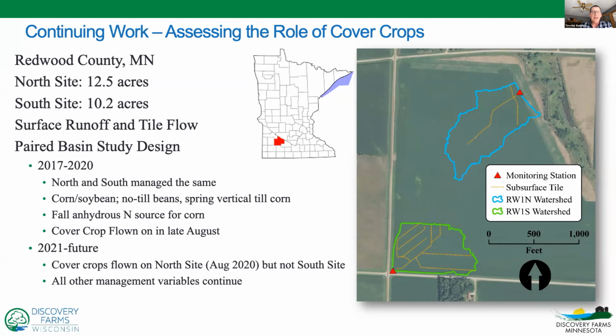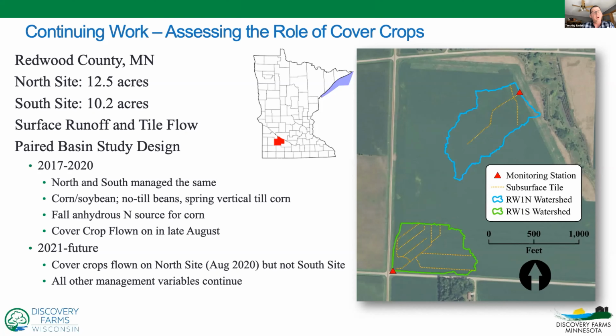And for the last 3 years, from 2017 through 2020, these basins have been managed the same. This is a corn-soybean rotation with limited tillage, no-tilling our beans, and then spring vertical tilling before corn. Our nitrogen source is fall anhydrous for the corn crop. And for the last 3 years, a cover crop has always been flown on in late August. This has been a cover crop mix of annual rye, oats, turnips, and radish.